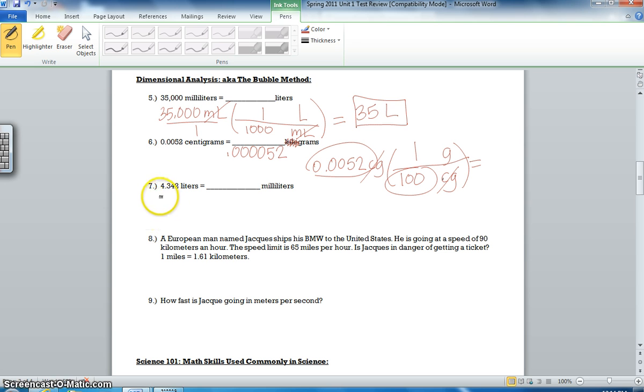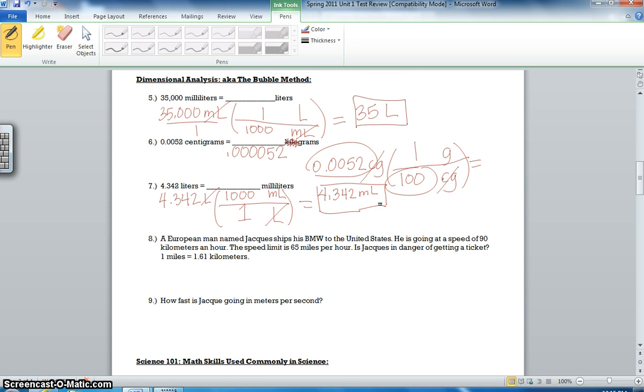Okay, number 7, 4.342 liters. Okay, first thing I'm going to do, I'm going to cancel out the liters, get what I want. So there's 1,000 milliliters in every 1 liter. Everything on top gets multiplied, so that's going to be 4,342. Remember, our liters cancel, so that's actually going to be in milliliters. And we don't really have to divide by 1. I could write that down, but I'm going to go ahead and skip that step. So there's my answer right there.